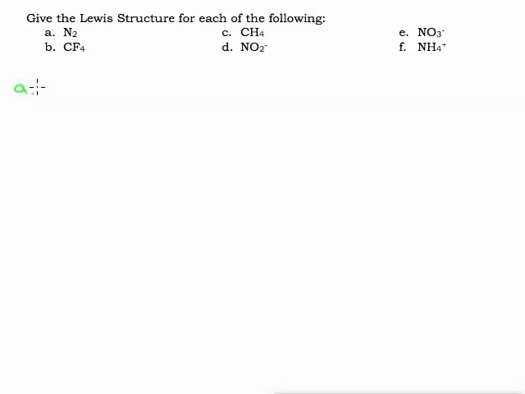And we'll always start by drawing our Lewis structure for each atom. We know that nitrogen has 5 valence electrons. You can arrange them however you want. We need to count the total number of electrons. 5 plus 5 is 10. So we know that at the end we should have 10 electrons. Because it's neutral, we don't add anything.